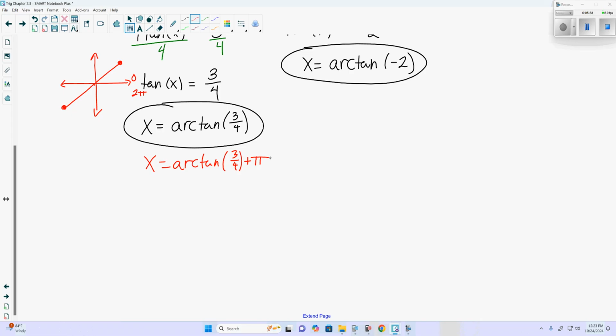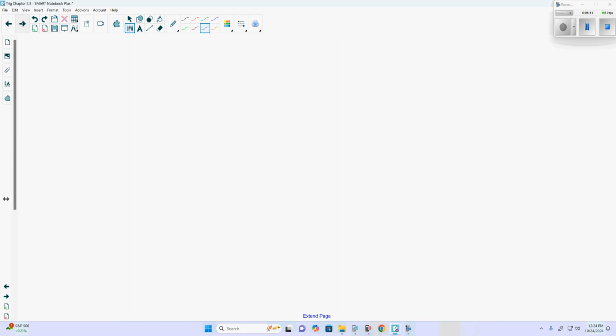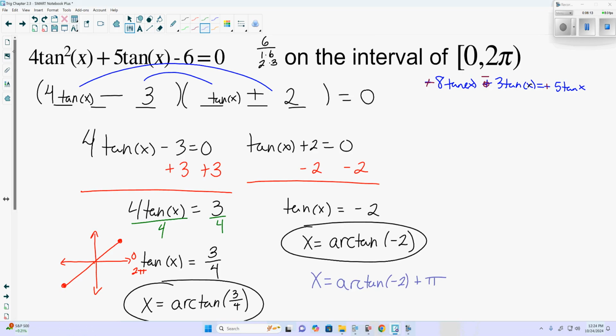Now, if it wasn't restricted between 0 and 2 pi, all we would do is add pi in and we'd be done, because that would get both of these here and any other coterminal angle. But that also means our other one over here, we have to add pi to it as well to get our angle. Really, we'd have to add 2 pi, but that's it there. Questions on this here?